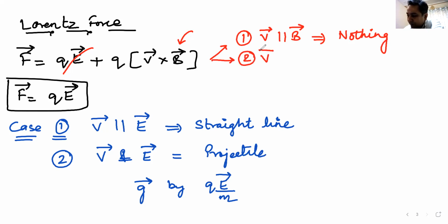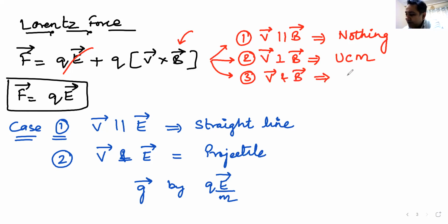Case number 2, V is perpendicular to B. Then you have a UCM, uniform circular motion. Third case, V and B at an angle. Then you have what is called a helical path, which we all discussed. Yes or no? Can I have some raised hands? We understand this, sir. Understood.